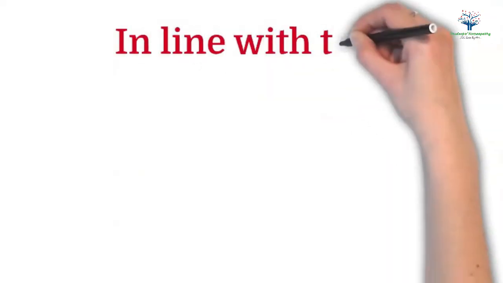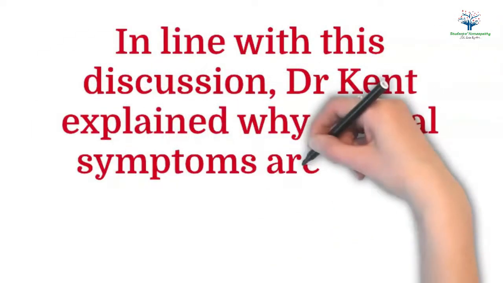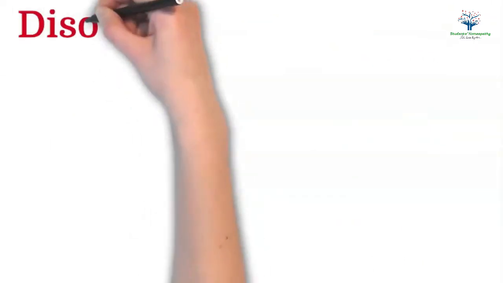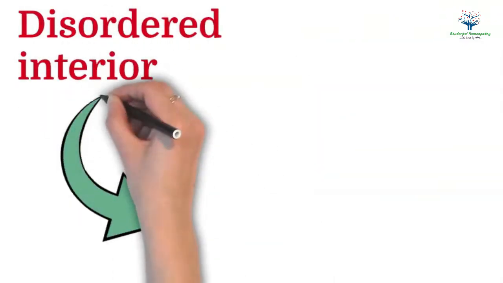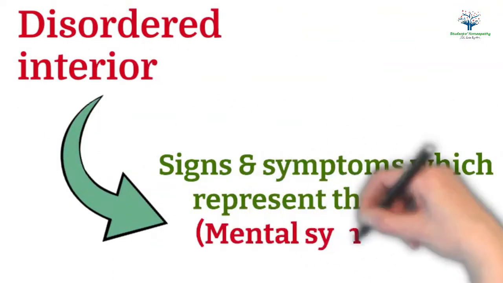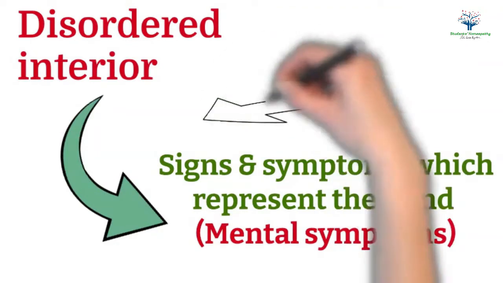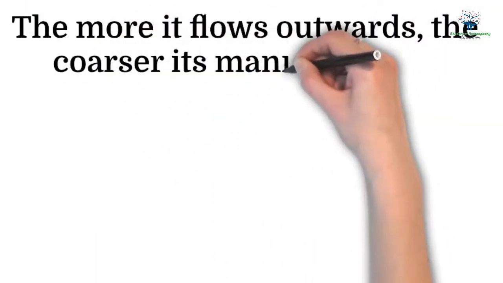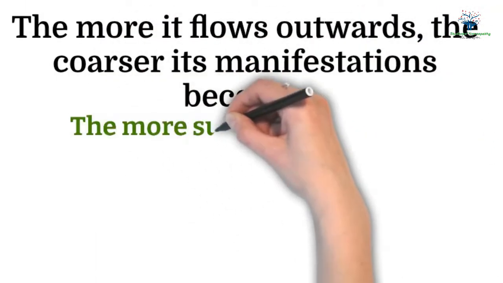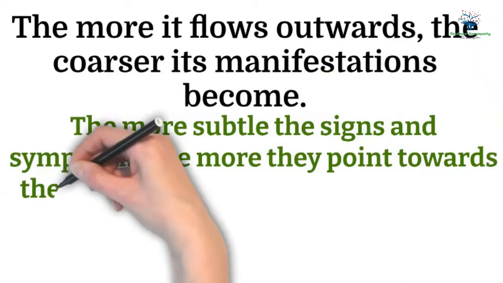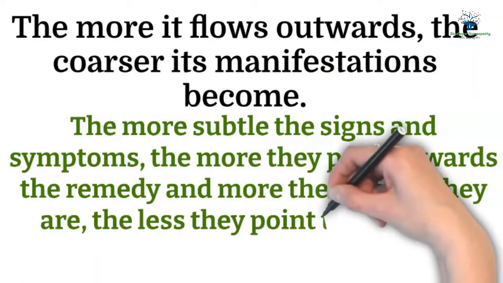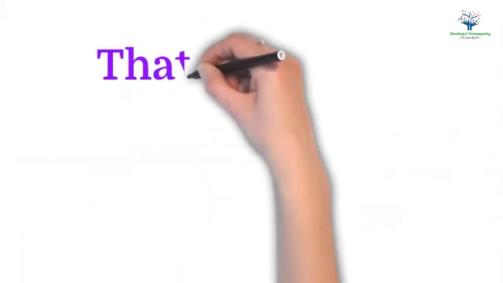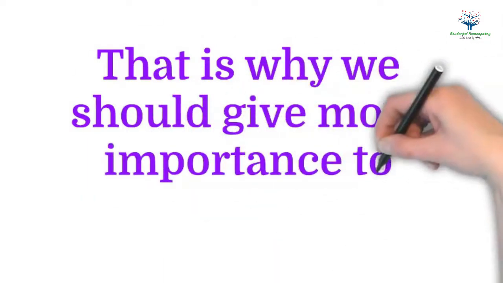In line with this discussion, Dr. Kent explained why mental symptoms are given prime importance. The disordered interior at first manifests as signs and symptoms which represent the mind, that is, as mental symptoms, and then travels outward. The more it flows outwards, the coarser its manifestations become. The more subtle the signs and symptoms, the more they point towards the remedy, and the more the coarser they are, the less they point towards the remedy. That's why we should give more importance to mental symptoms.